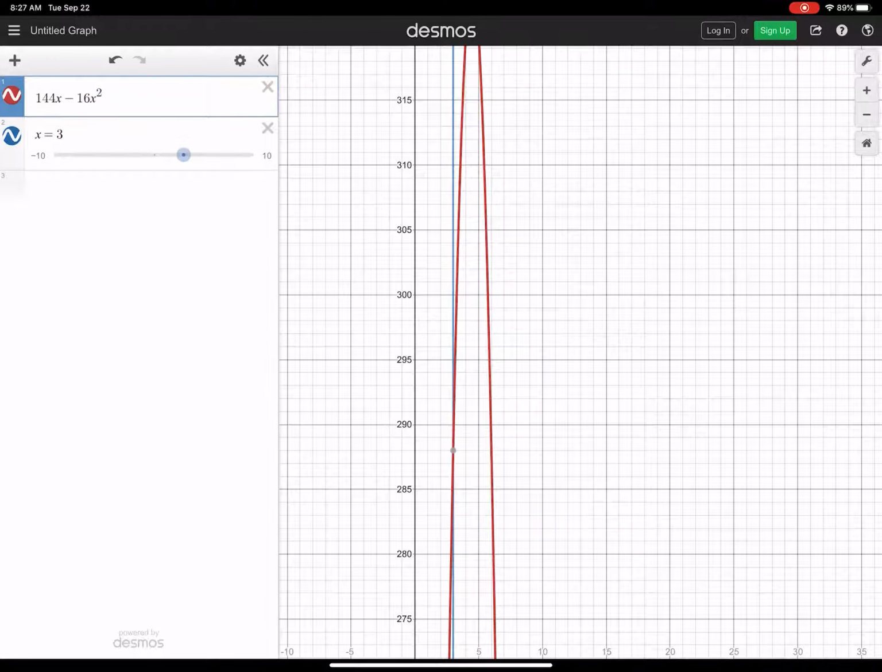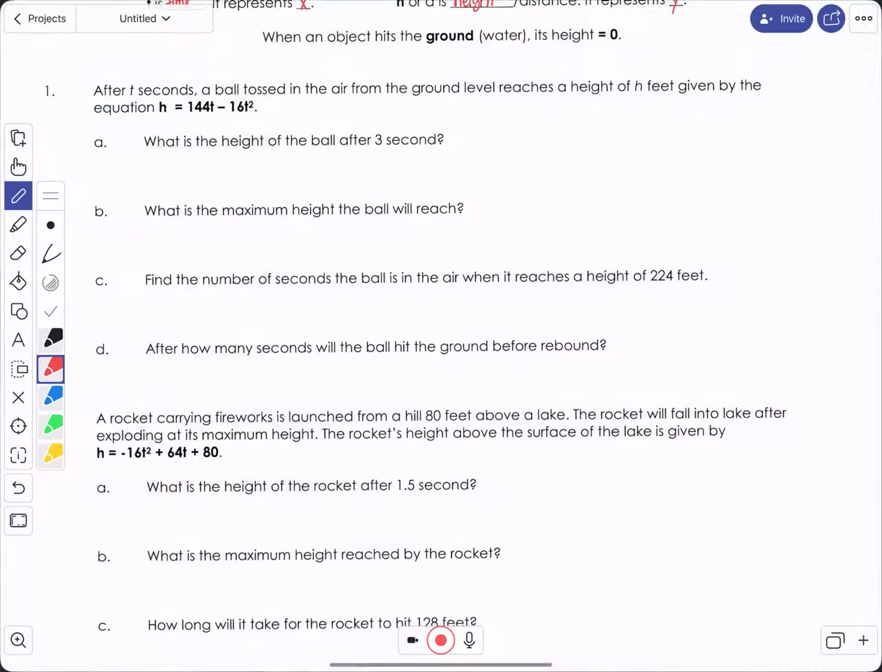And right there, you can see that dot is where the intersection is. So I can see that that intersection is 288. So that is my answer, okay? So the height is 288 feet. And I could have just as easily plugged 288 feet into the equation. I could have done 144 times 3 minus 16 times 3 squared. Or you can just plug it into Desmos as well, and it is faster.